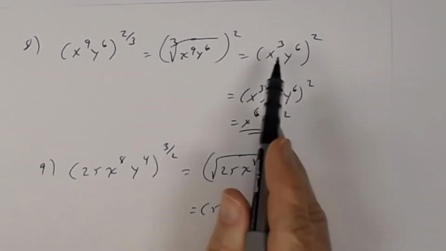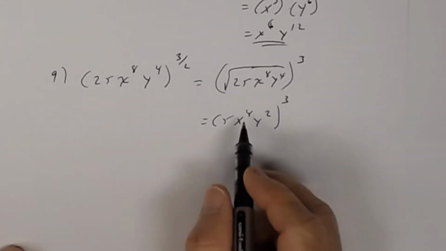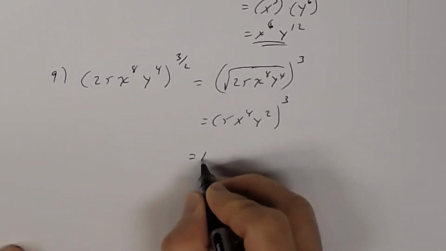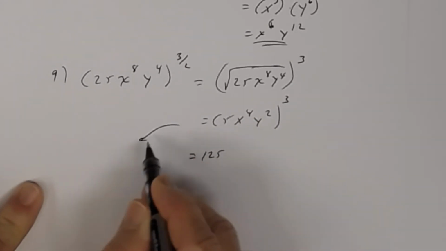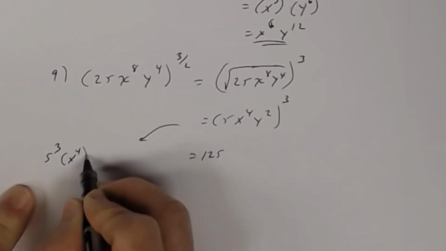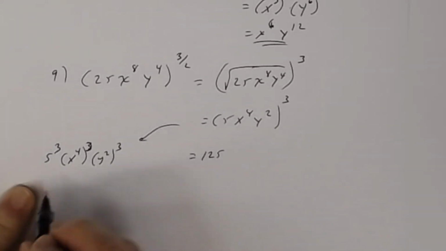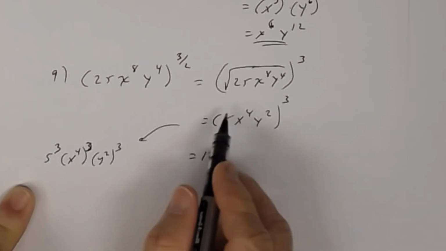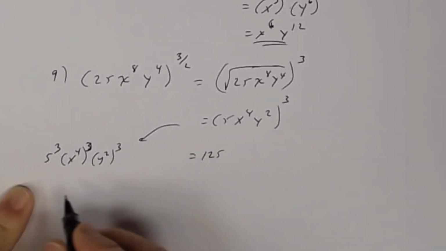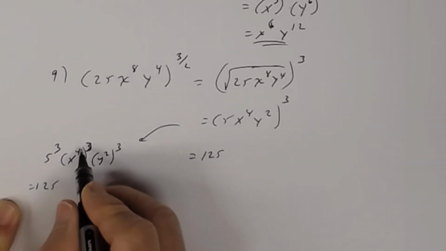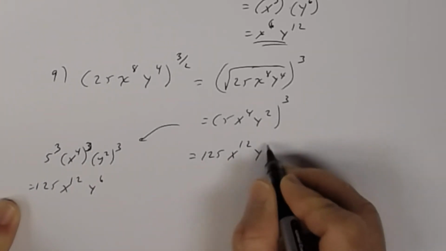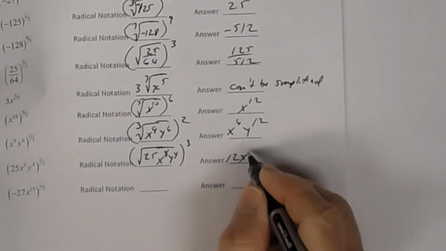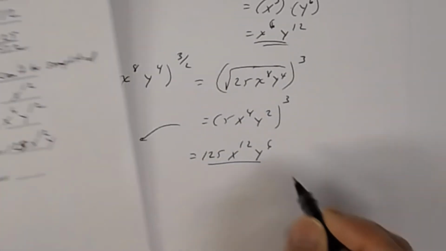Now remember, this right here is the same thing as this. So you have 5 cubed, then you have x to the 4th cubed, and then you have y squared cubed. That's what this right here means. You're cubing each of those factors. So 5 cubed is 125. X to the 4th cubed, 4 times 3 is 12. And then 2 times 3 is 6. Okay? All right. So that's your answer here: 125, x to the 12th, y to the 6th.